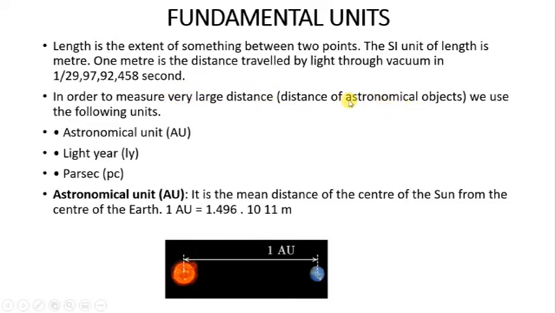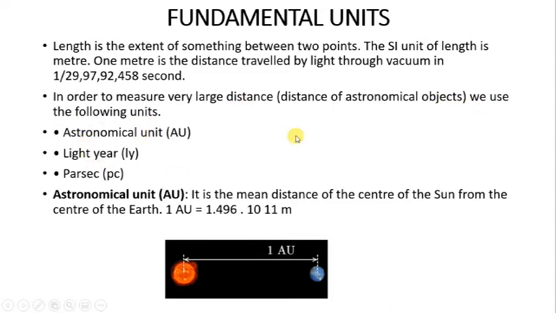What are astronomical objects? Astronomical objects are nothing but the objects that are present in the universe, outside the galaxy, outside our solar system. Those objects which are seen outside our solar system are known as astronomical objects.